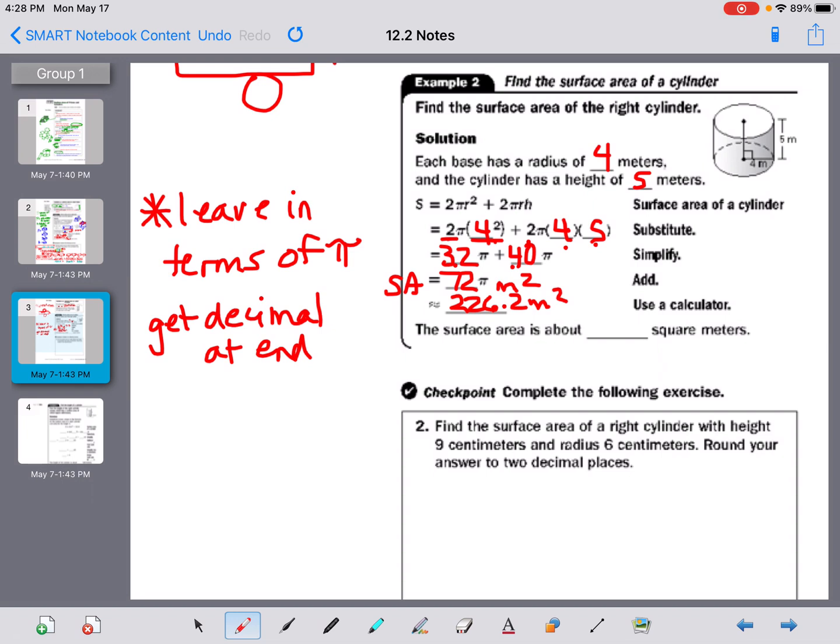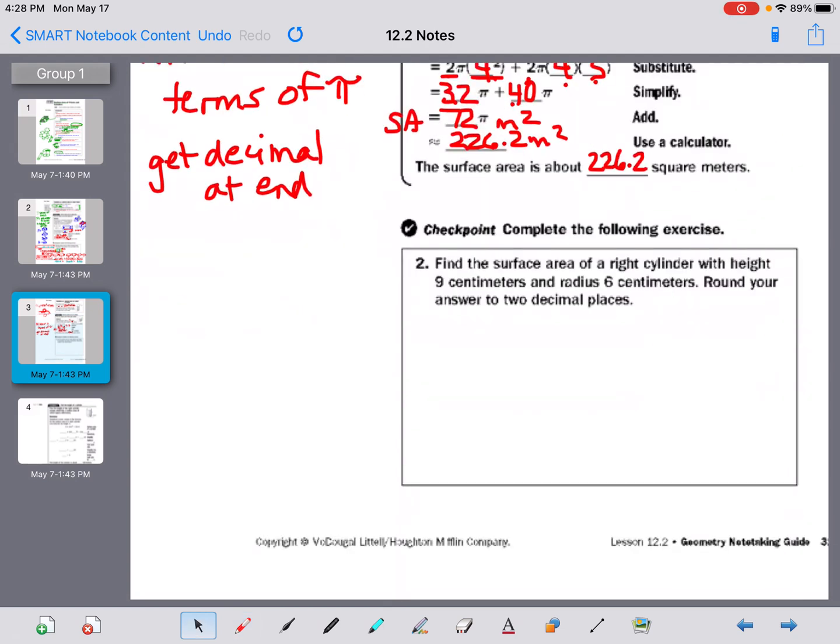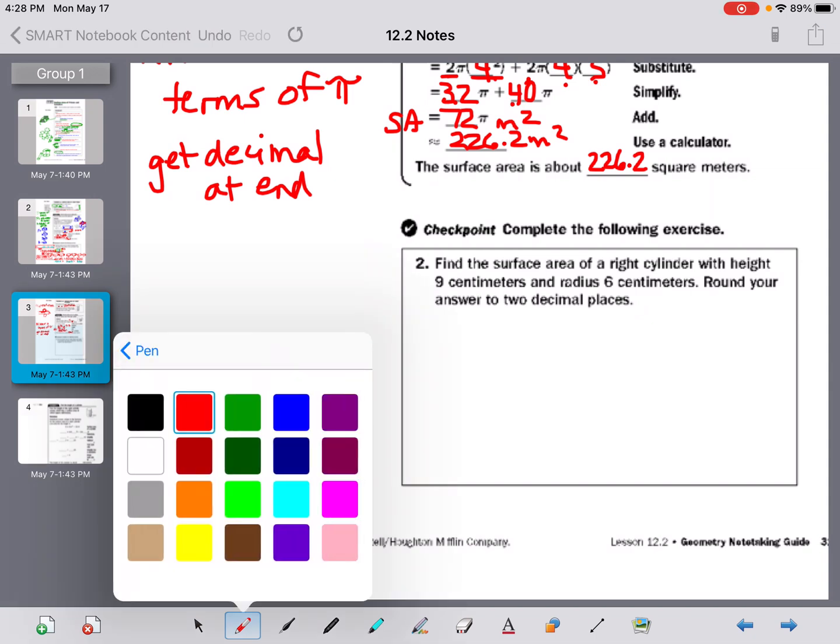So 72 pi, and by the way, that was using the pi button. If you do times 3.14, you get about 226.1, so it's not much difference, but you might say, wait a minute, I didn't get that decimal. Well, it depends if you use the pi button or 3.14. All right, plugging and chugging isn't too bad, is it? Let's do another one here.